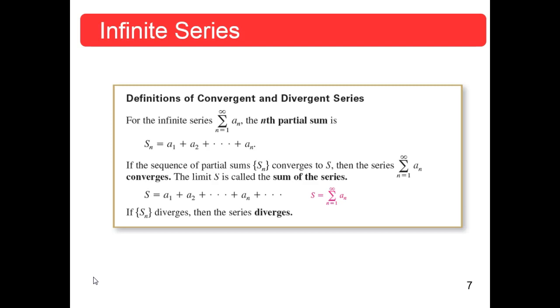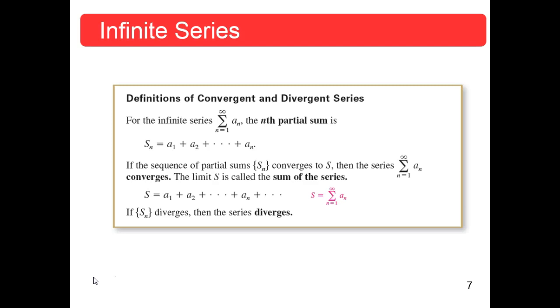But anyway, for the series, summation a sub n, the nth partial sum is S sub n, which is a sub 1 plus a sub 2 plus a sub 3, up to a sub n, where n is some finite number. Okay, no longer infinite, some finite number, S sub n. If that sequence of partial sums, S sub 1, S sub 2, S sub 3, 4, 5, n plus 1, whatever, converges to some value s, then the series, which is that summation, converges. The limit s is called the sum of the series.